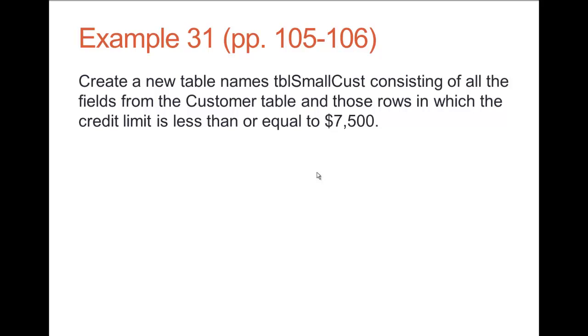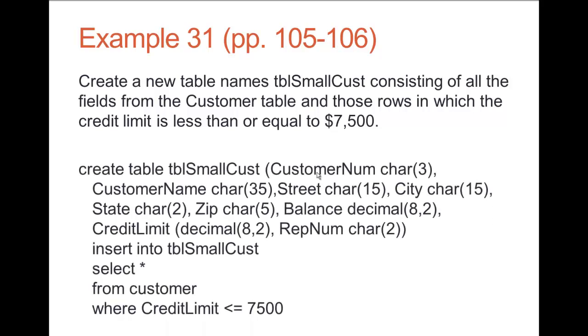I'm going to create a query, and whatever I get in my output, I want to take that data and use it to create a table. So the new table is going to be named Table Small Cust, for small customer, consisting of everything from the customer table when the credit limit is less than or equal to 7,500. So I've got another one of these query subquery relationships going on.